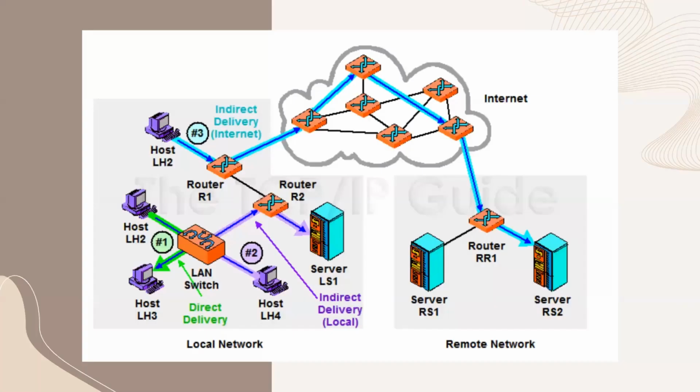So here's a little diagram of what the data transmission kind of looks like. On the left, you can see what happens in a local network. If you look at the green arrow, that is a direct delivery where a router is not needed because they're on the same network. So the information travels from the host to the LAN switch to the other host on the network. Whereas the blue arrows that you can see happen between a local network and a remote network where many different routers are needed.